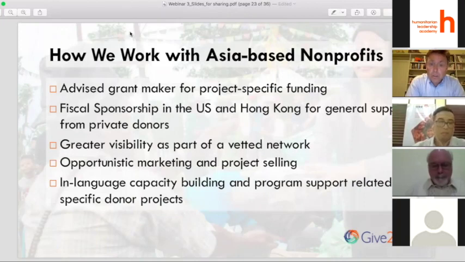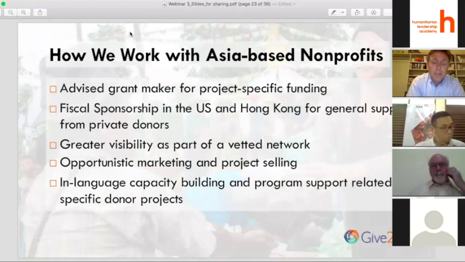We also do quite a bit of work directly with Asia-based nonprofits. As some of you may think of us as a grant-making organization and funding specific projects, we also have fiscal sponsorship relationships with about 275 organizations in the Asia-Pacific region that use our registration in the US and Hong Kong to fundraise and to be able to give their supporters in those countries a tax deduction for their support to you in your communities.